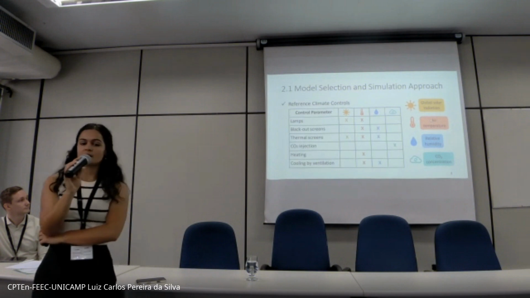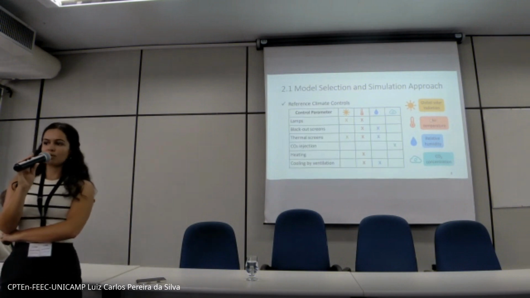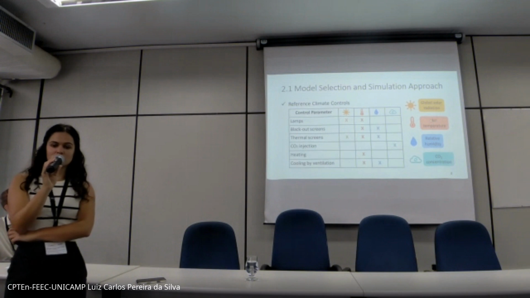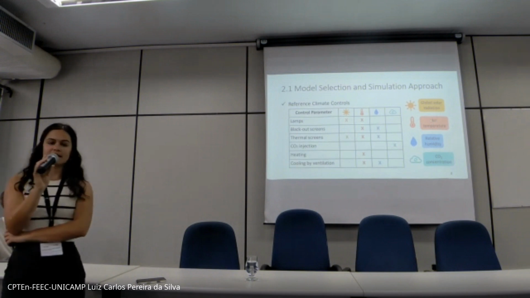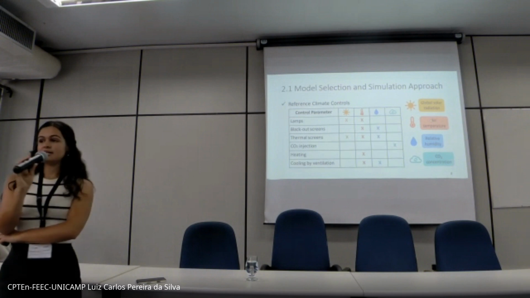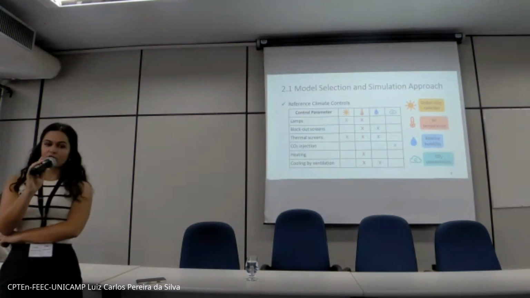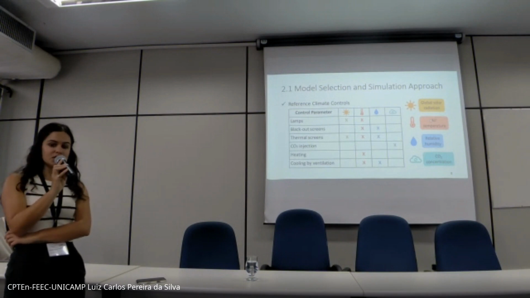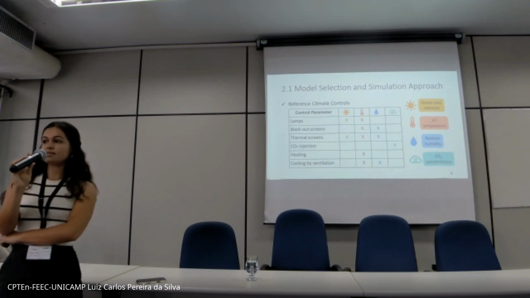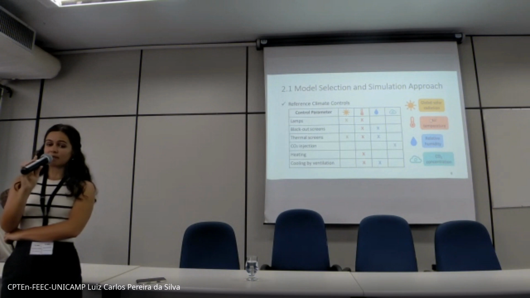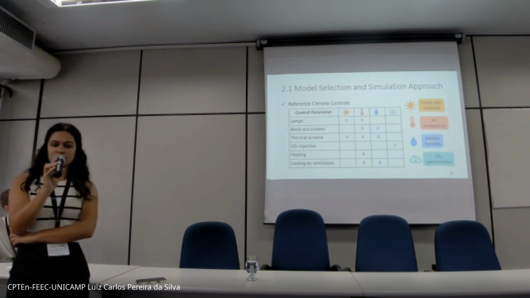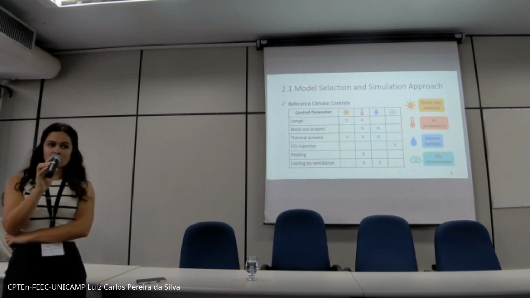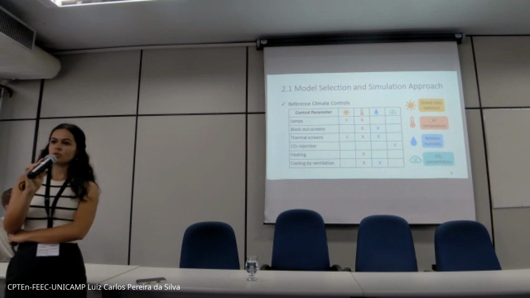For the reference climate controls, there are different components that are controlled in the simulation I did. We have the lamps, the blackout screens, the thermal screens, the CO2 injection, the heating, and the cooling by ventilation. And each of these components are controlled by different parameters, different set points. We mainly have the global solar radiation, the air temperature, the relative humidity, and the CO2 concentration. So for example, for the lamps, we have a set point for global solar radiation and for air temperature. So if we do not attain our solar radiation, but the greenhouse is, for example, too warm, the lamps will not turn on.